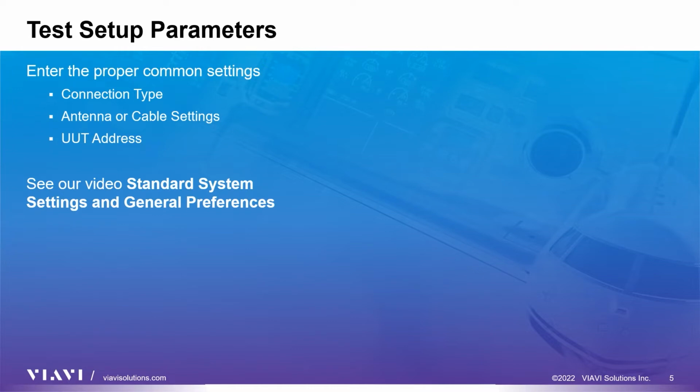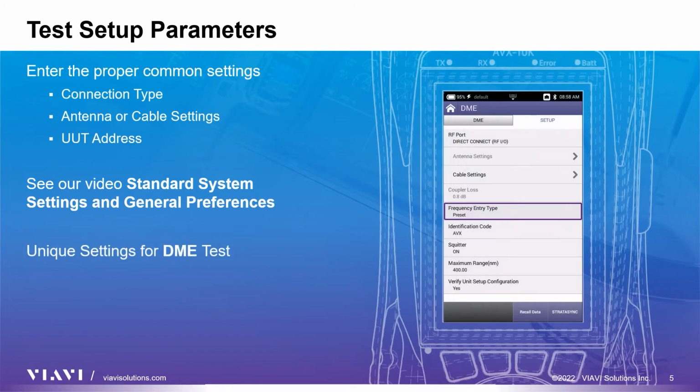The common test setup parameters, like test method, gain and loss settings, and coupler loss, have all been covered in our video titled Standard System Settings and General Preferences. The unique settings include frequency entry type, which can be set to either preset or manual. In preset mode, the paired frequency settings will cycle through three values: channel 17X, channel 17Y, and channel 126Y. In manual mode, the user defines the frequencies or the channels.